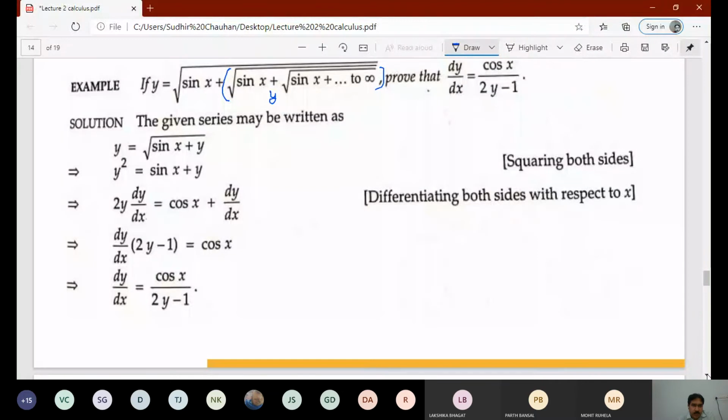Now this series may be written as y is equal to under root sin x plus y. So we can square both the sides. So we get y square is equal to sin x plus y. And then we can differentiate both the sides with respect to x. So it is 2y dy by dx is equal to cos x plus dy by dx. Now dy by dx can be taken on one side and then we can take common. So its value is cos x upon 2y minus 1.